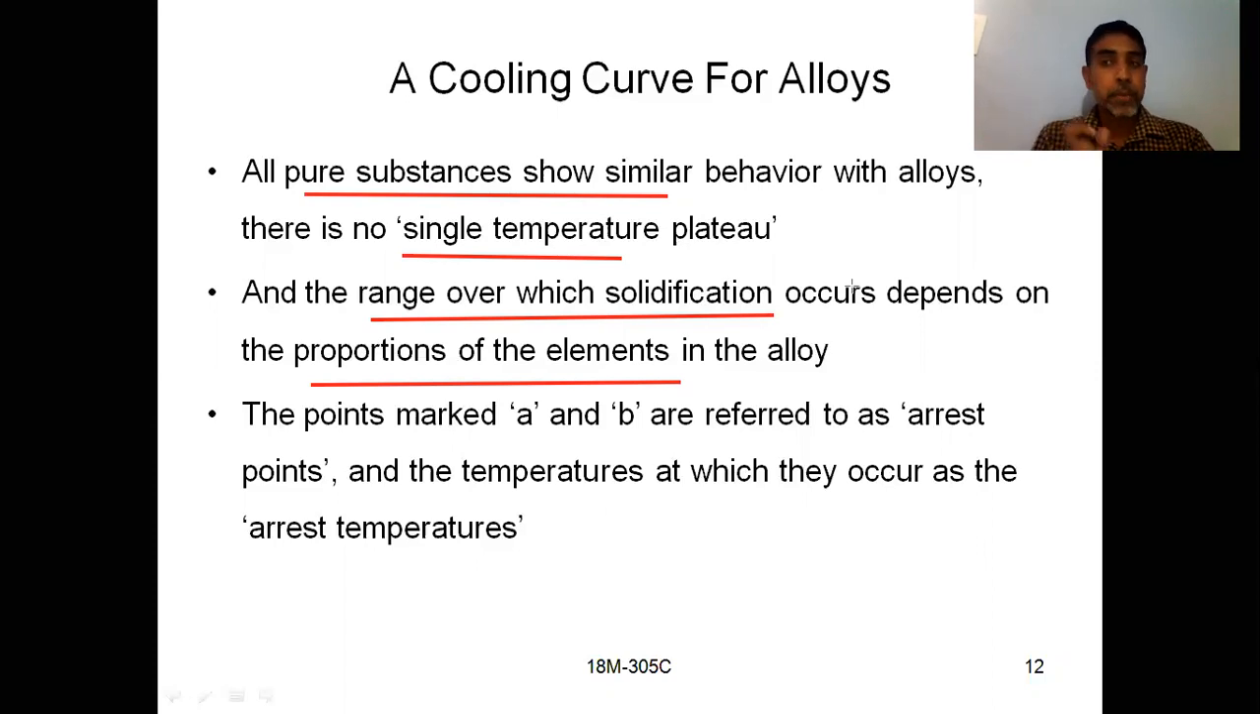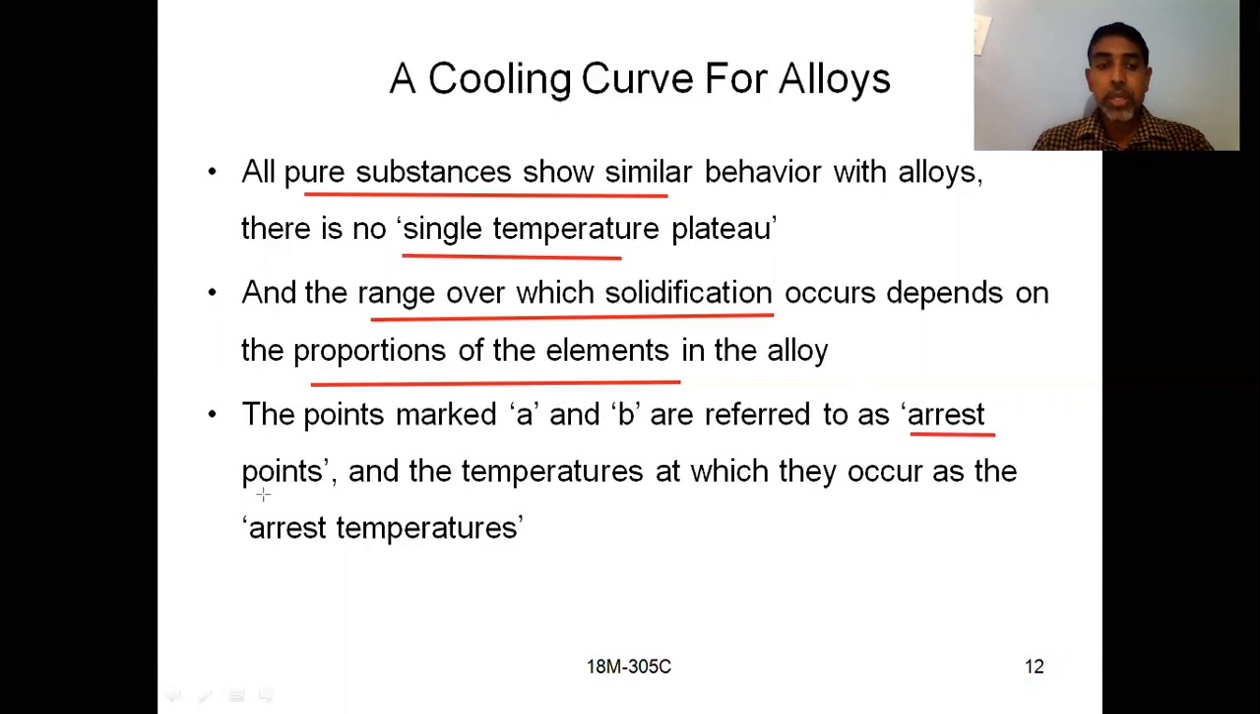So based on the proportions of the elements in the alloy, you are having the range that is A to B. Okay. In the temperature parameter, you are having temperature on the y-axis. So that range from A to B will be decided by the proportions of the elements that will be taken in the alloy. And the points marked A and B. If you see the diagram, you are having the points A and B. These A and B are referred to as arrest points.